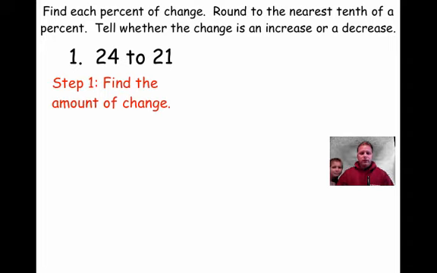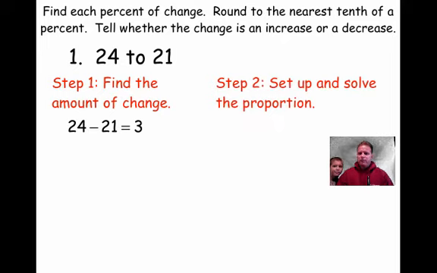Okay, so step 1, find the amount of change. So remember, that's taking the large number minus the small number. So 24 minus 21 is 3. Simple. Step 2, set up and solve the proportion. Remember, that's the amount of change over the original amount equals percent over 100.